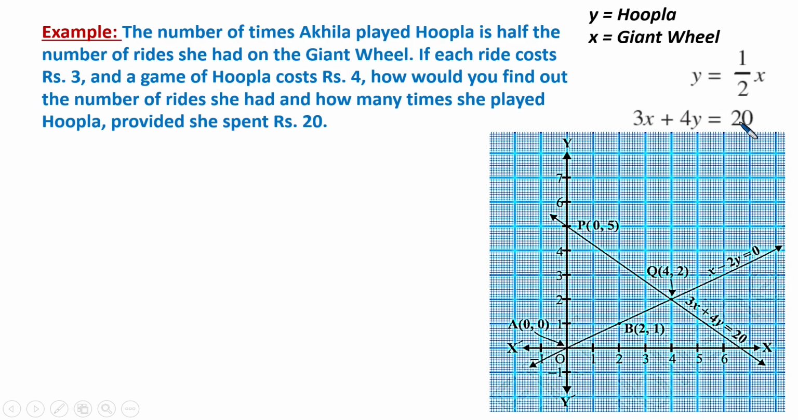Okay, 5 into 4 is 20. So x is equal to 4. So if x is equal to 4, y is equal to 2. So it will intersect at 4 and 2, at x equal to 4 and y equal to 2.